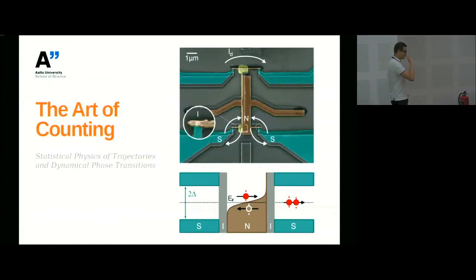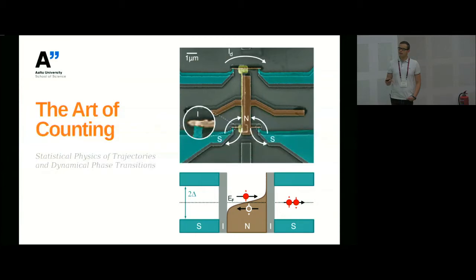Now, before I want to tell you what that has to do with dynamical phase transitions, let me briefly switch gears and explain a little bit the experiment for which we were doing that. So the setup is what you see here. You have two superconductors. These are gray area here at the side. And in the middle, you have a normal conducting island. Everything is at very low temperatures. And it's also very small, so this is 1 micron. Now, what happens in this setup is schematically illustrated here. In the superconductor, you have an energetic gap.